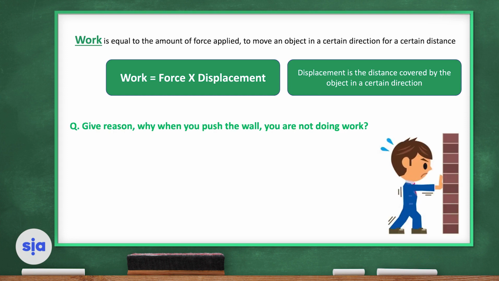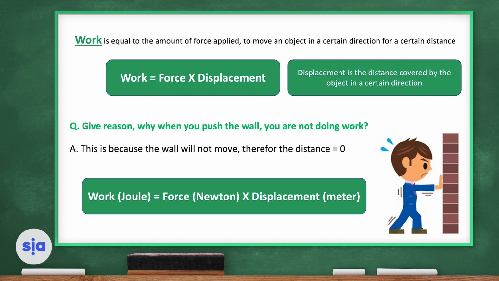Can you give a reason why when you push the wall, you're not doing any work? This is because the wall will not move. Therefore, the distance is zero. Work is measured in joule, force is measured in Newton, and of course displacement is in meters.